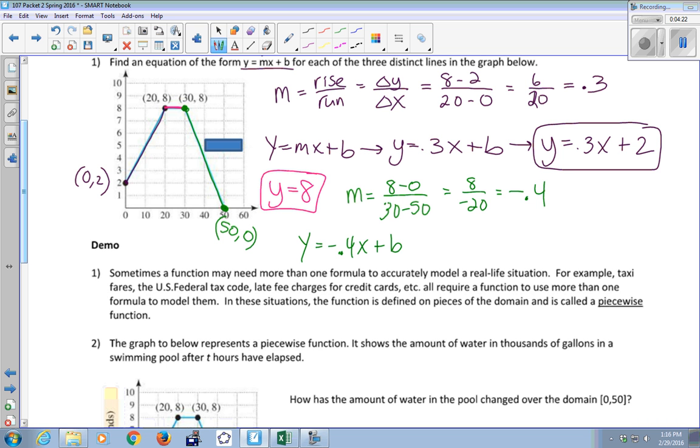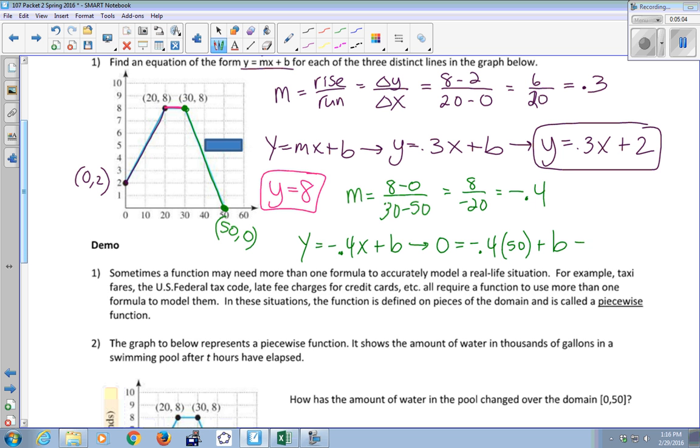Okay, so now I have the equation y equals negative 0.4x plus b. It's not quite as obvious from this picture what b is, because you can't see where it crosses the y-axis. So how can I figure out where it would cross the y-axis? Plug in the coordinates of a point. You can use any point you want. So I'm going to plug in 50, 0. 50 is an x coordinate, 0 is a y coordinate, so I plug in 50 for x and 0 for y. So I get 0 equals negative 0.4 times 50 plus b, which I don't know, and now I have an equation where the only thing I don't know I can solve for.